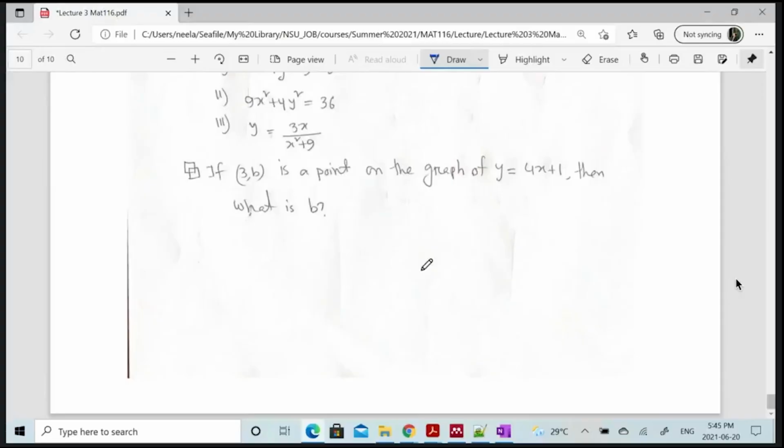3, yeah. Is a point of graph. 9. Y. 13. Yes, 13. Exactly. Because y equal to b and x equal to 3. So 3 times 4 is 12 plus 1. Plus 1 is 13. Exactly. That's it.